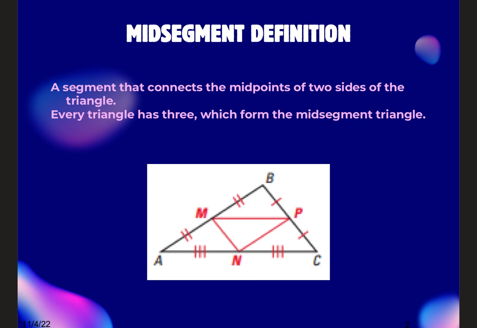So in this specific triangle, you've got your triangle ABC, and if you were to identify the midpoints of those sides and connect them, each of these would be called a midsegment. That blue smaller triangle formed by the midsegments is called the midsegment triangle.